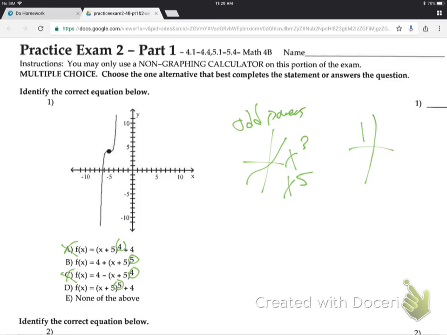Because even powers like x squared and x to the fourth do that. So it's odd. So it's either B, D, or E. Now how do we know which one? Oh, B and D look the same.